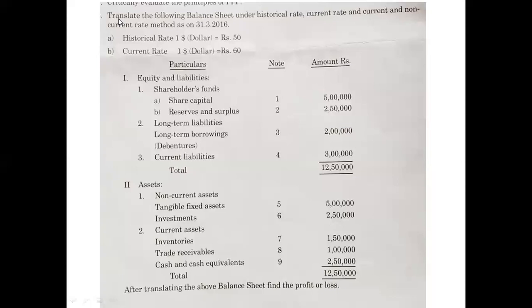The problem reads: Translate the following balance sheet under historical rate, current rate, and current and non-current rate as on 31st March 2006. So in the given balance sheet, we have to convert into the current rate, the current and non-current rate, and the historical rate. The historical rate is given as $1 equals rupees 50, and the current rate is $1 equals rupees 60.